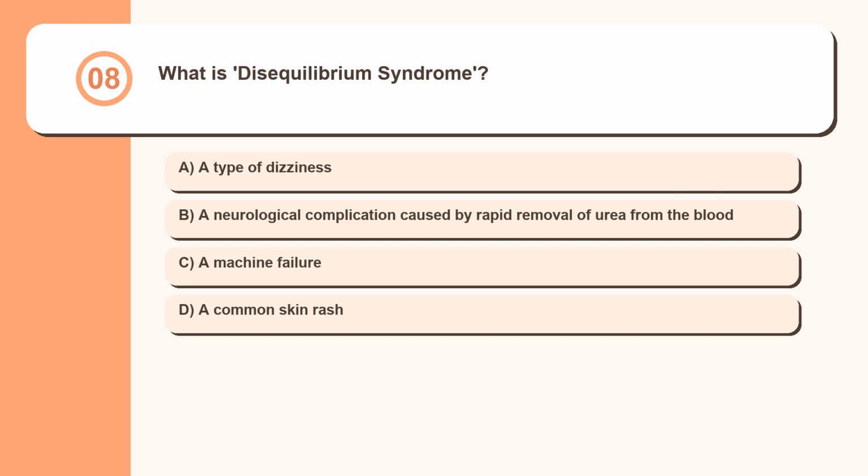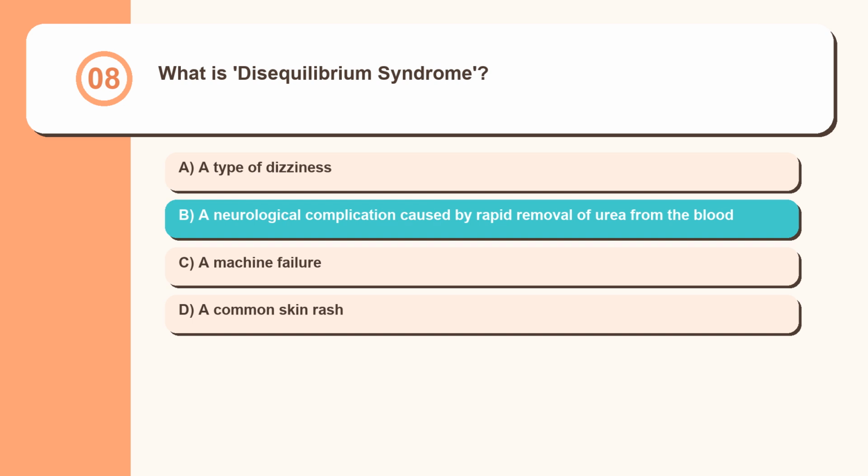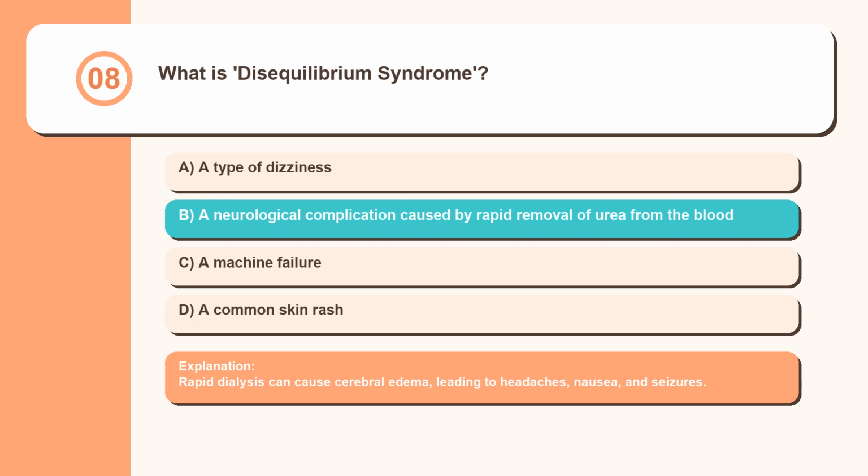Question 8. What is disequilibrium syndrome? A type of dizziness. A neurological complication caused by rapid removal of urea from the blood. A machine failure. A common skin rash. Rapid dialysis can cause cerebral edema, leading to headaches, nausea, and seizures.